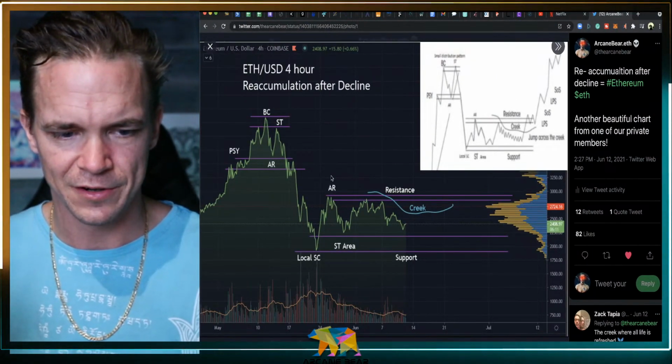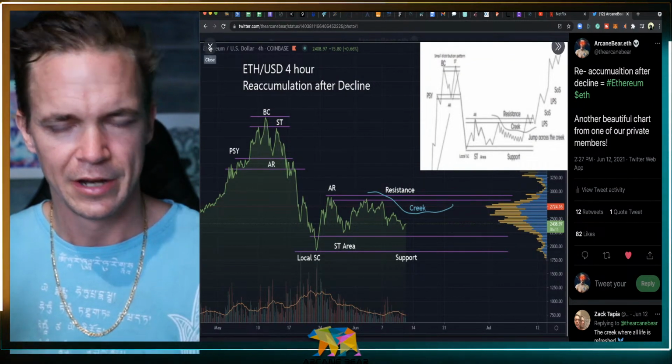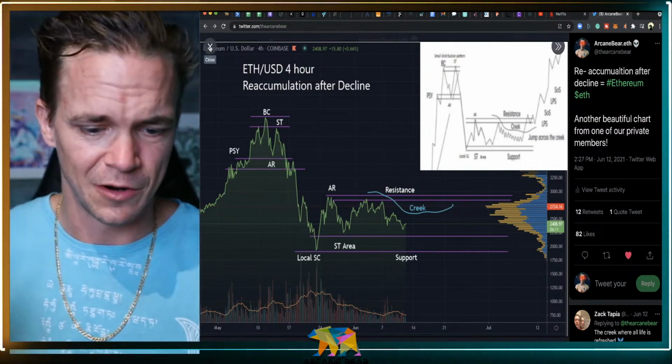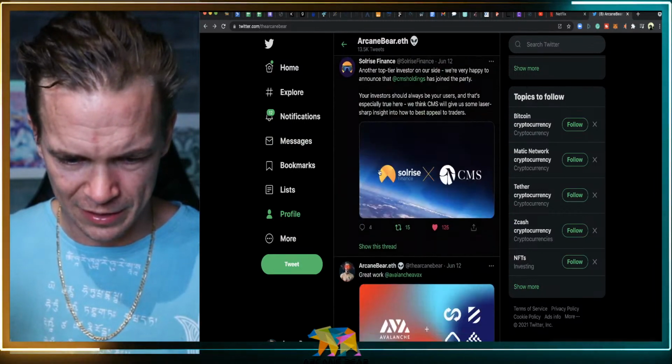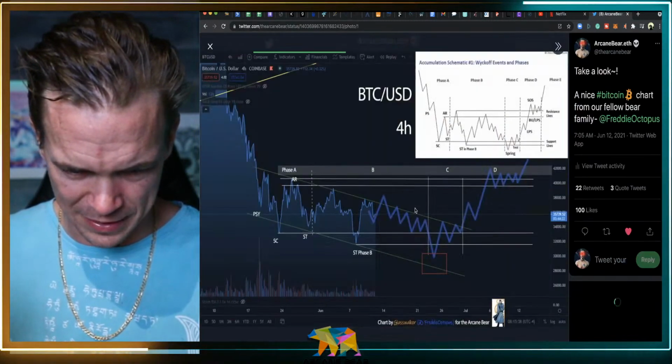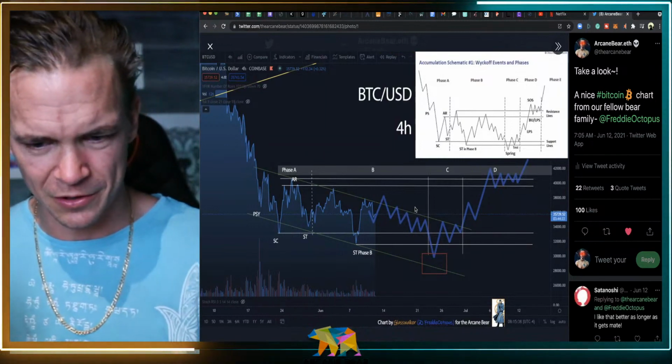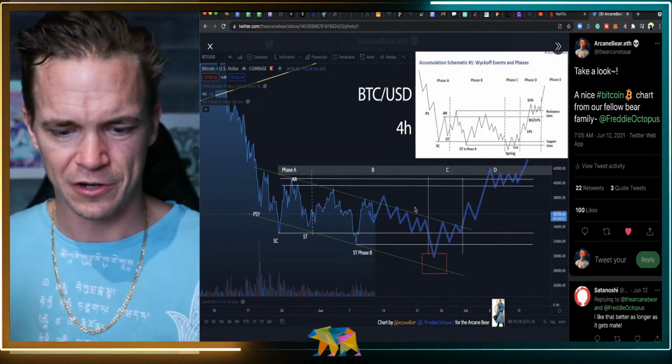I really like these charts when you guys go through and put them all together. Congratulations on doing fantastic homework. I love that. And then another one here. Yes, this one was by Glasswalker. Shout out to Glasswalker and this fantastic accumulation chart for Bitcoin as well.